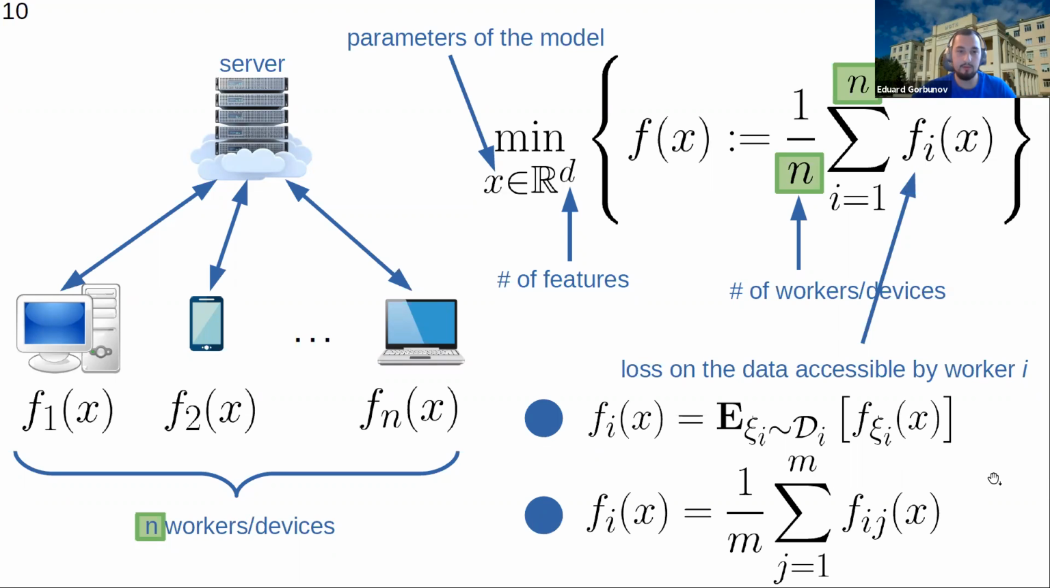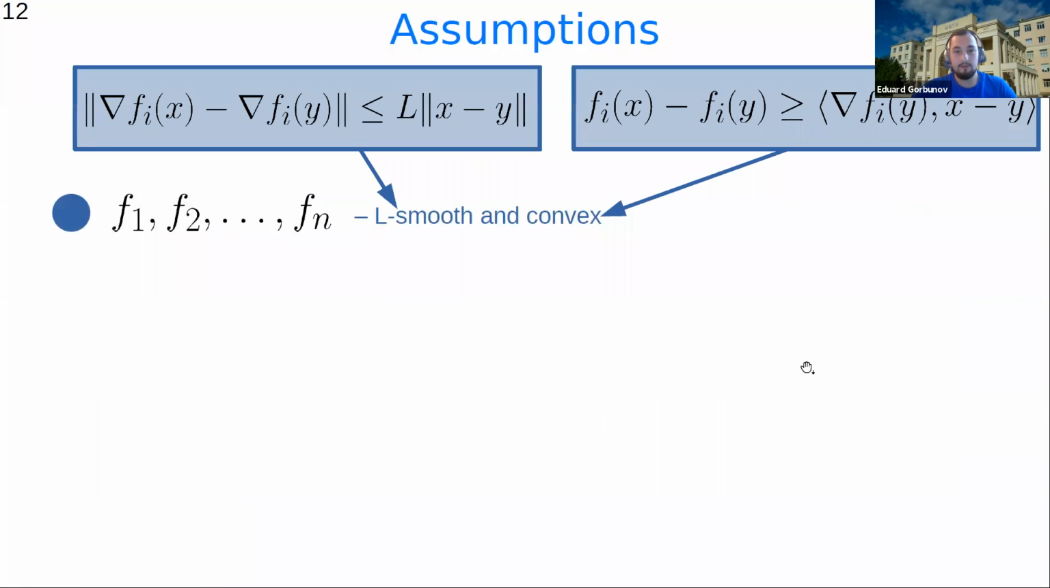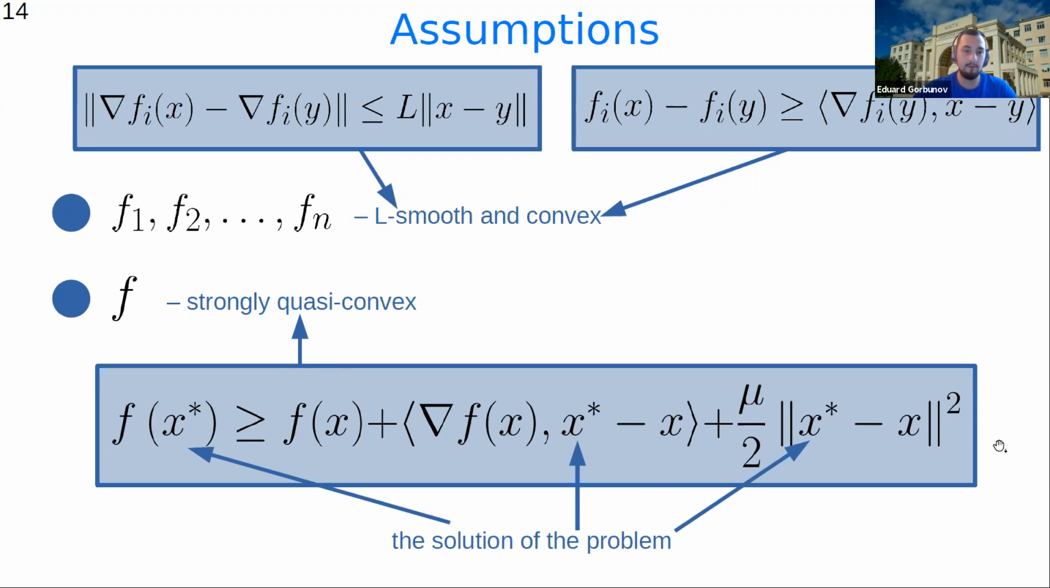We will assume that each individual function is L-smooth and convex, which means these inequalities. We also will assume that the average of these local functions is a strongly quasi-convex function. Actually, this means the following inequality. It's just a relaxation of the regular strong convexity. Here, x star denotes the solution of the initial problem. So probably, are there any questions?